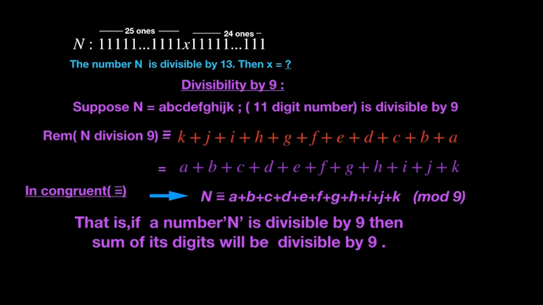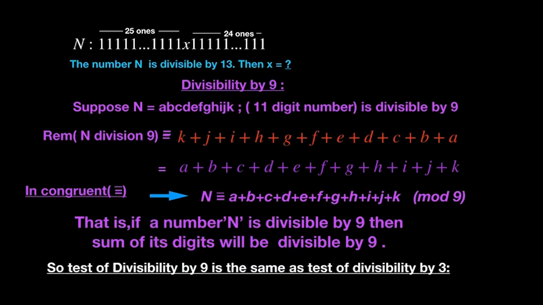That is, if a number n is divisible by 9, then the sum of its digits will be divisible by 9, because the remainder here is the sum of the digits. Since the number is divisible by 9, its remainder will also be divisible by 9.